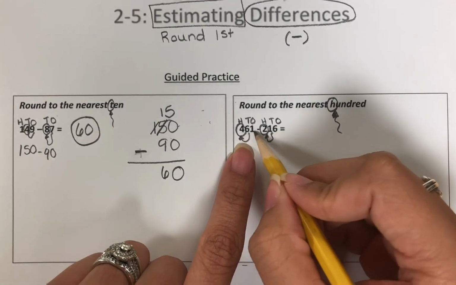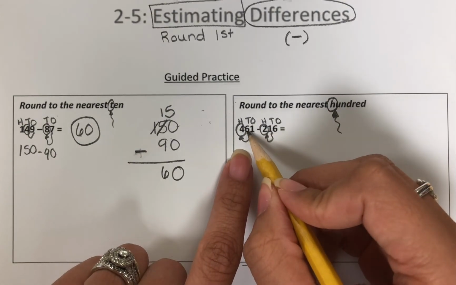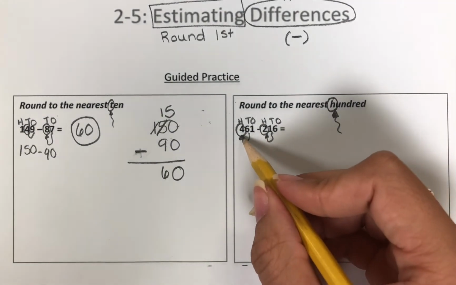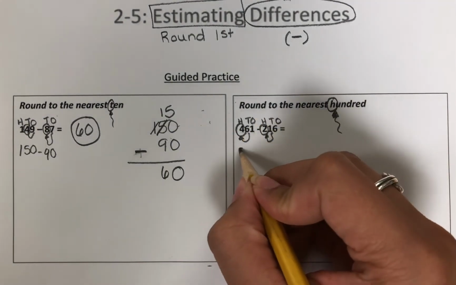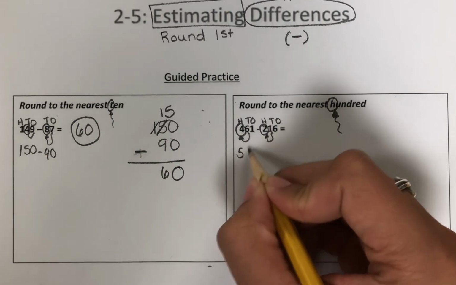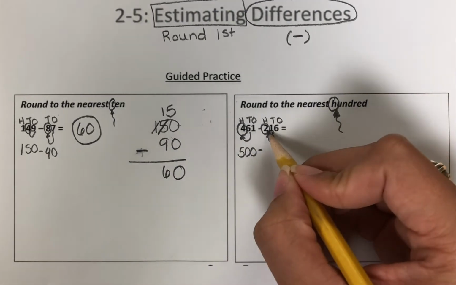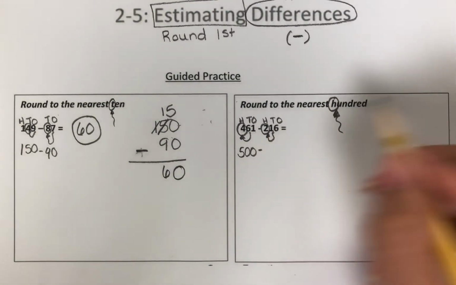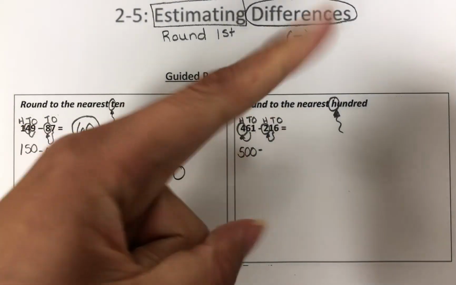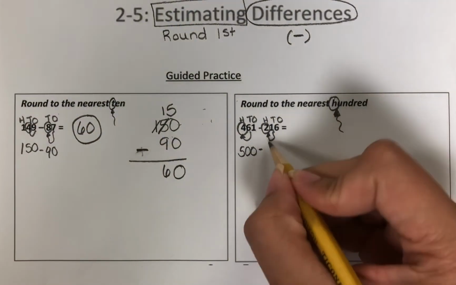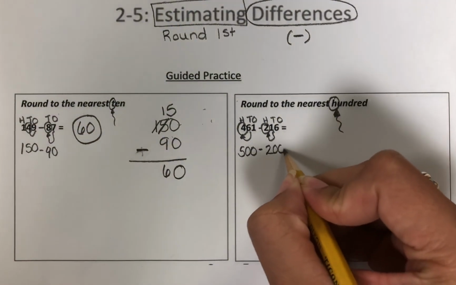So 461. 6 is at the string. That's 5 or more, right? We let go of the balloon, so we're going to let go of this balloon, and the 4 is going to go up to 5. And everything after the balloon becomes 0. So now we have 500 minus 2 is in the balloon, 1 is at the string. Again, if we're holding on to the string, we let go of 1 finger. We're still holding on to that balloon. So 2 stays the same, and everything after it becomes 0.